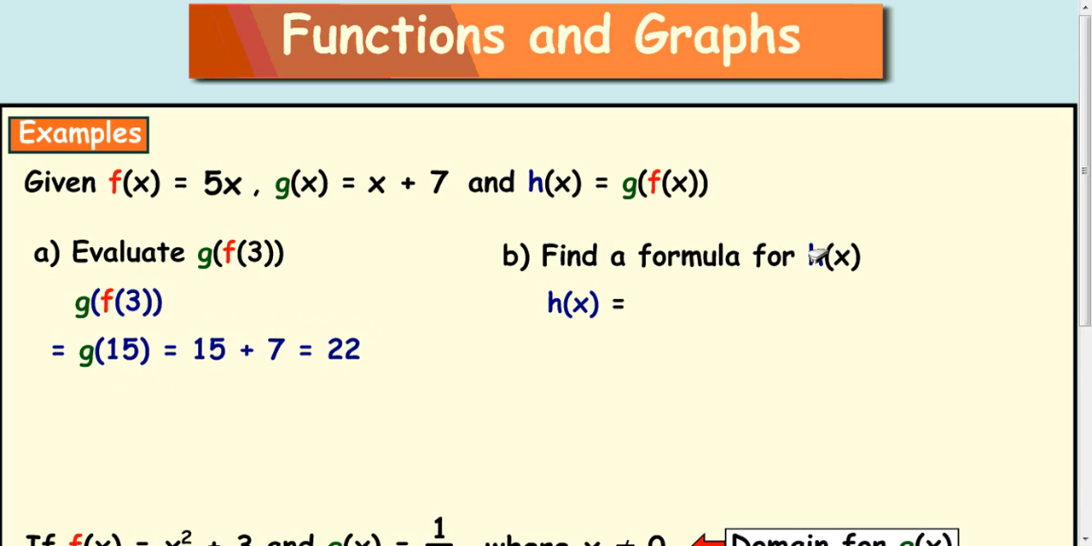Part B, find a formula for h of x. So h of x is equal to g of f of x. So the f of x function is 5x. So that's really g of 5x.